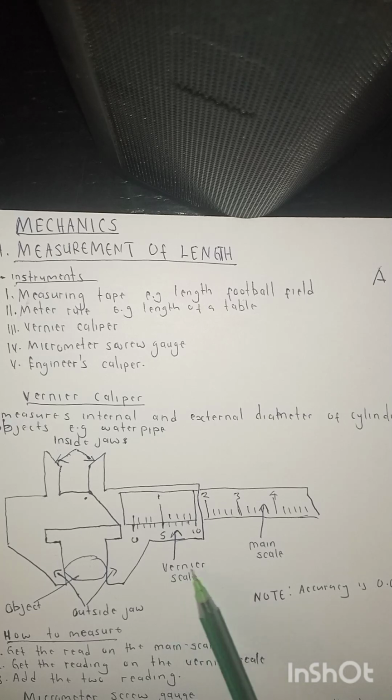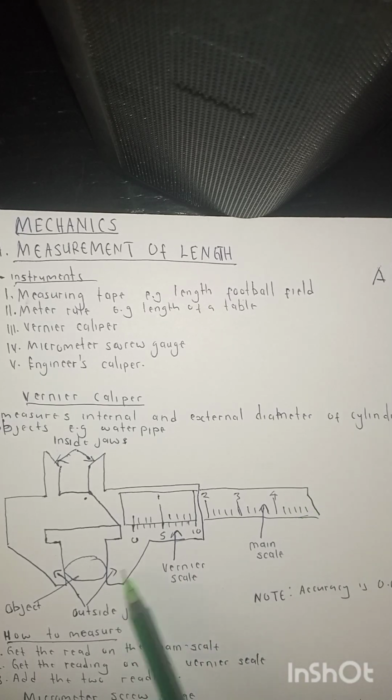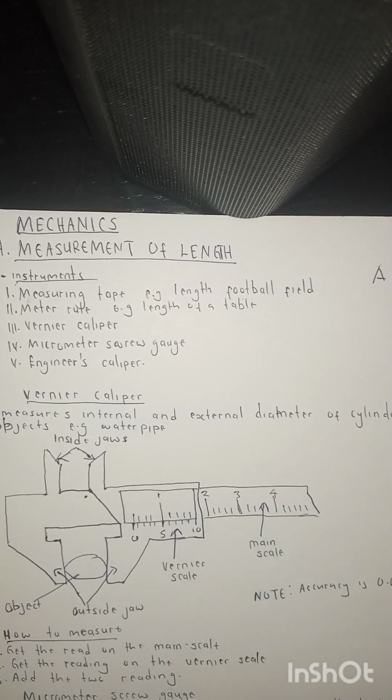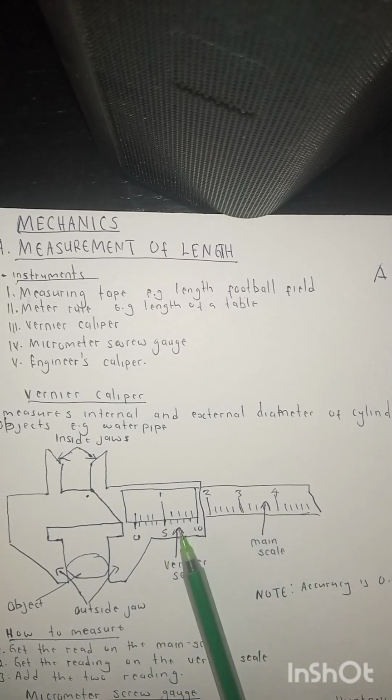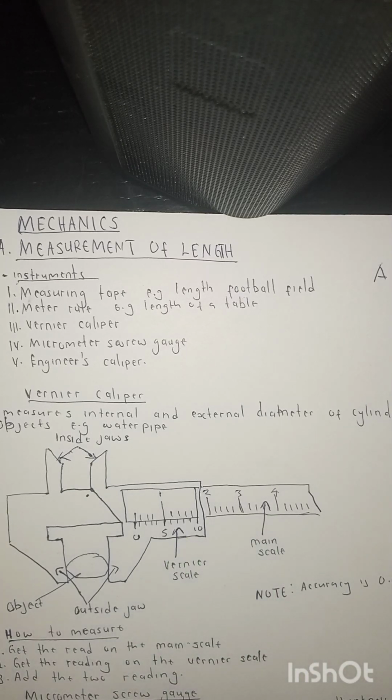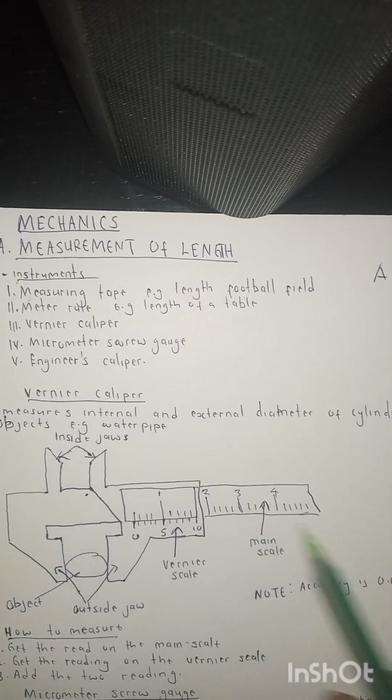Then this is the vernier scale, and that is the main scale. As you can see, there are two scales here. So when finding the measurement, this is where it becomes tricky, because you have to add the two scales and find them separately. So that is that.